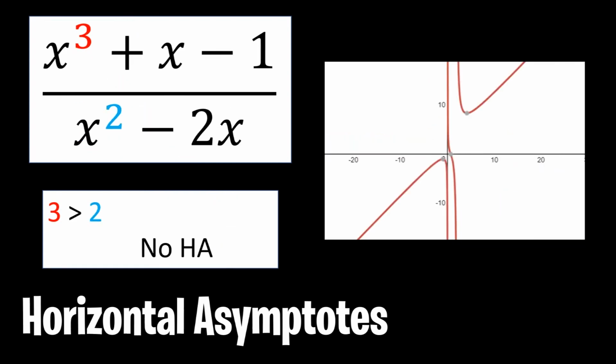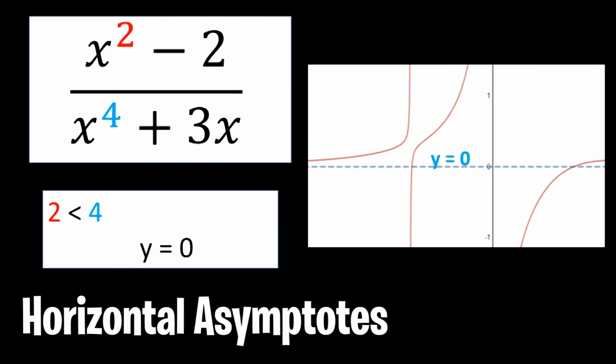So here, notice my highest power in the numerator is a 3, and the denominator is a 2. 3 is greater than 2, which means my numerator is greater than my denominator, so I do not have any horizontal asymptotes. As you see here in the graph, there aren't any. Now the next example, notice how the denominator is greater than the numerator, which means my horizontal asymptote will be at y equals 0. So when your denominator is greater, y equals 0 will become your asymptote.